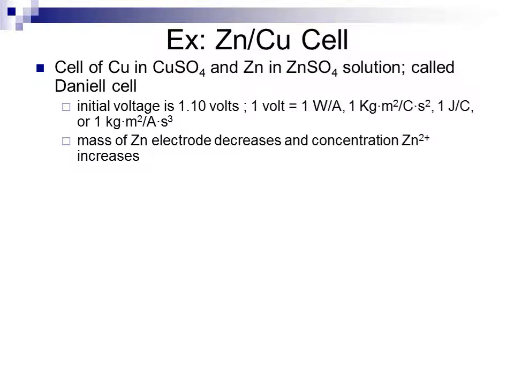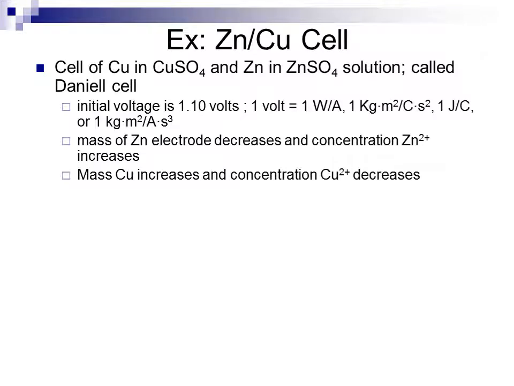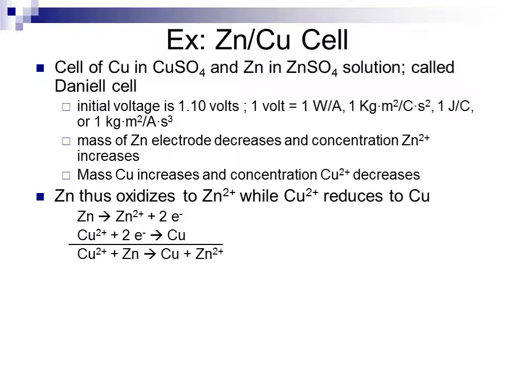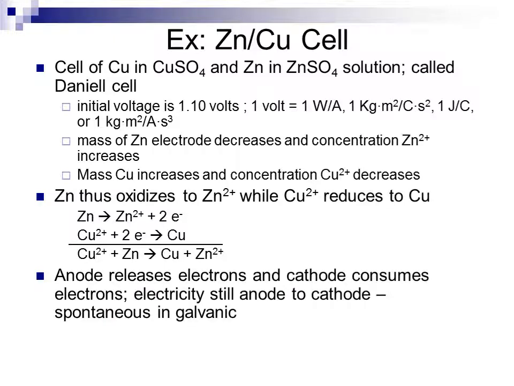Now, in this sort of electrode, the mass of the zinc electrode decreases and the concentration of the zinc 2+ increases. This is because zinc is being oxidized. The mass of the copper increases and the concentration of the copper 2+ decreases. This is because the copper is being reduced. Zinc is oxidized to zinc 2+, copper is reduced to copper metal. So we have zinc producing zinc 2+ plus 2 electrons, copper 2+ plus 2 electrons producing copper solid. So a net reaction of copper 2+ plus zinc yielding copper plus zinc 2+.